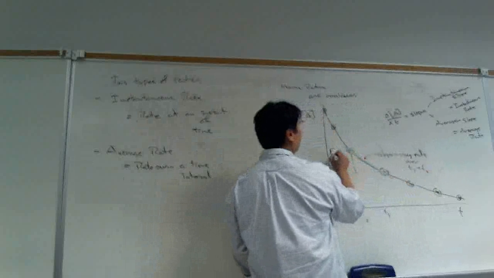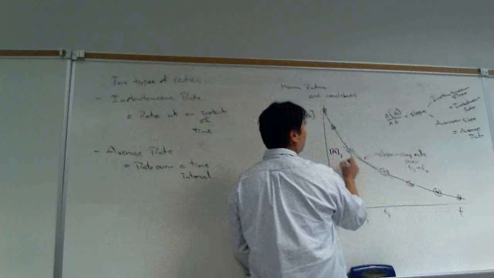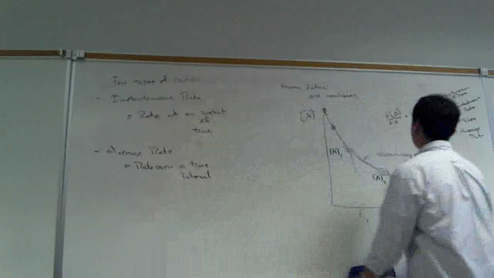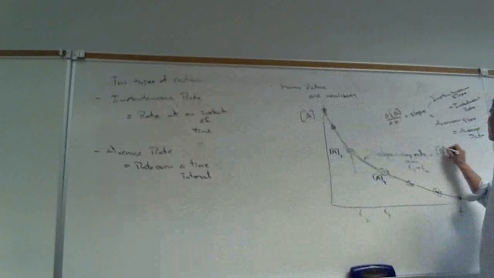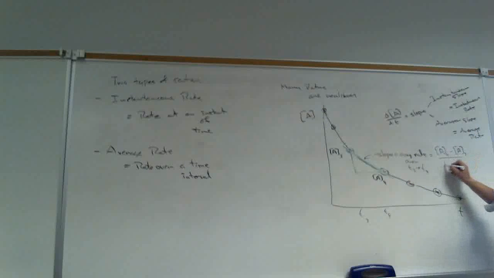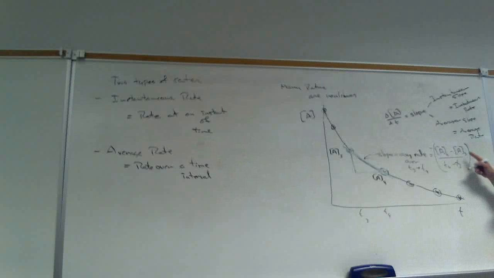And so this would be, let's say, the concentration of A at time 3. This is the concentration of A at time 4. And so the average rate is just, you know, A at time 4 minus A at time 3 divided by T4 minus T3. Here. And then we'll take the negative of this whole thing. And so this would be the average rate. So that's not difficult, right? Determine the average rate over any time interval here.